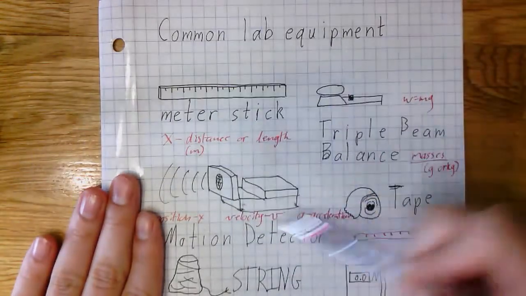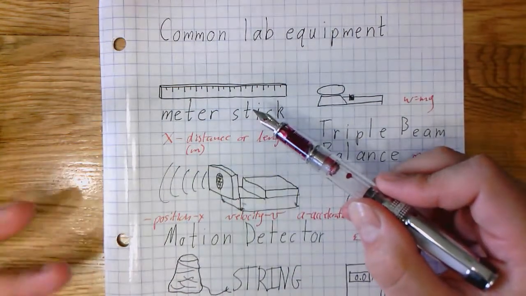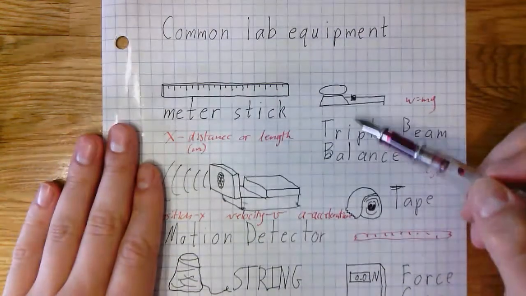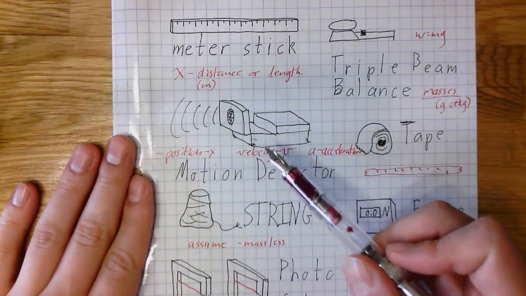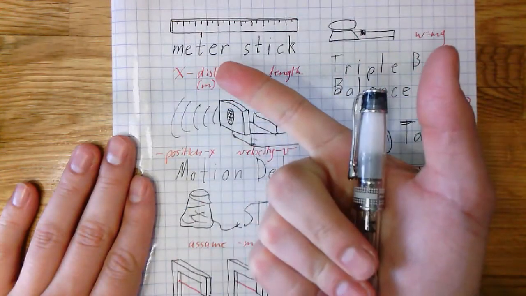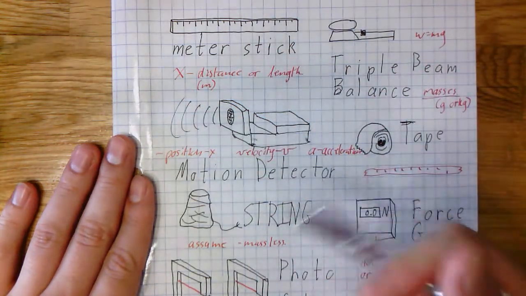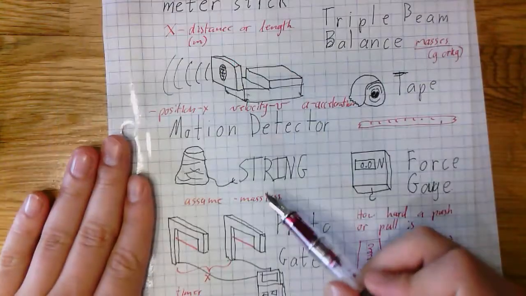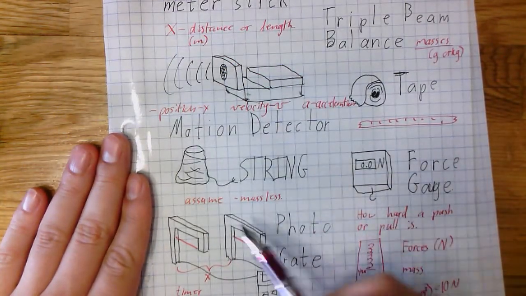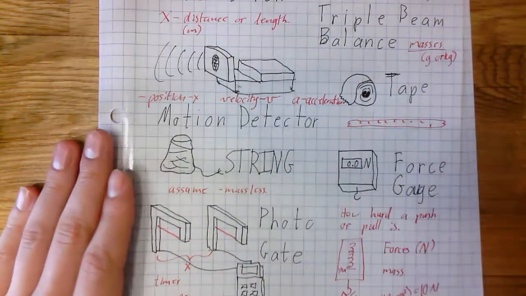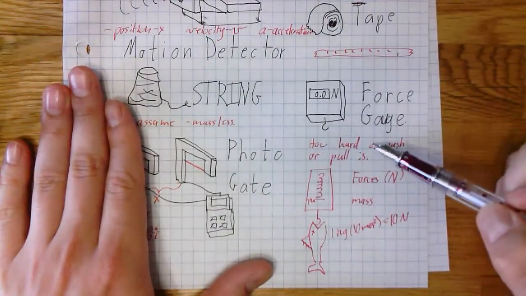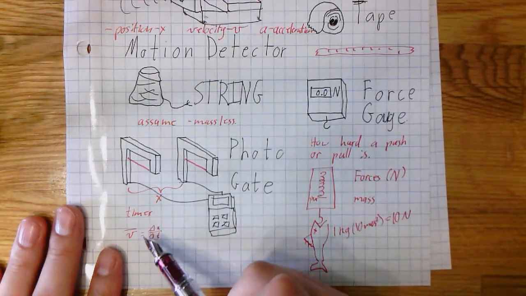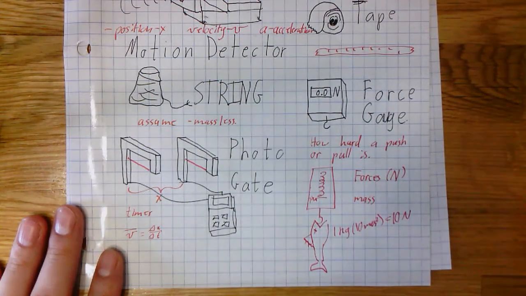This stuff you should be kind of familiar with. Meter sticks, you use them all the time. They're rulers, right? Mass, it's a triple beam balance, you weigh stuff. A motion detector tells you how far away you are, how fast you're going, and your acceleration. Tape is made of tape. You can stick stuff together. String, you can tie things together. Make sure you say it's light. Force gauges measure how hard you push or pull stuff. And then Photogates are good for timers, and you can use them to find average velocity.